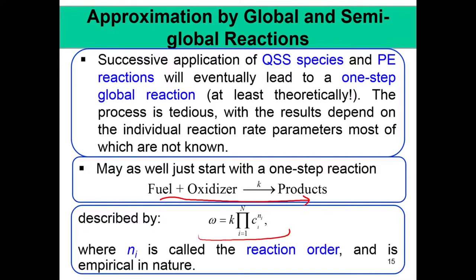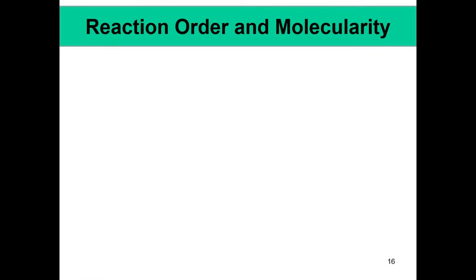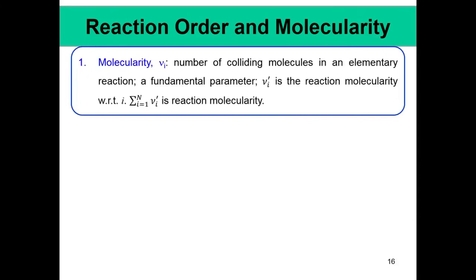All right. So now we will go with certain definitions, which are essentially the reaction order and molecularity. What is molecularity? Molecularity is the number of colliding molecules in an elementary reaction. As you see, if you consider a reaction like H plus O2 going to OH plus O, the number of molecules involved is H and O2 essentially. So the molecularity is essentially 2.